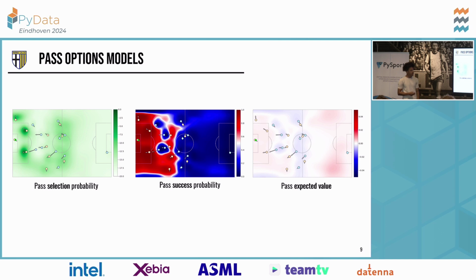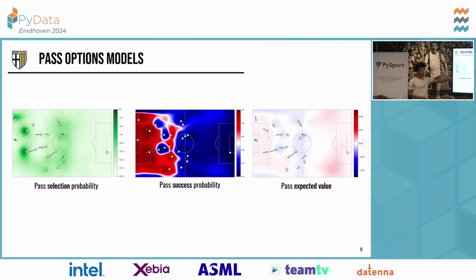In the first one, for example, we have the pass selection probability. For this situation, the ball is here at the feet of the goalkeeper. And in the first map, we estimate the probability that he chooses any area in the field to make a pass. And we can see that it's very likely that he chooses a short pass to his defenders. The second one is the pass success probability. So if he chooses any area, what is the probability that the pass is a success? And again, it's more likely to be a success if it's a short pass.